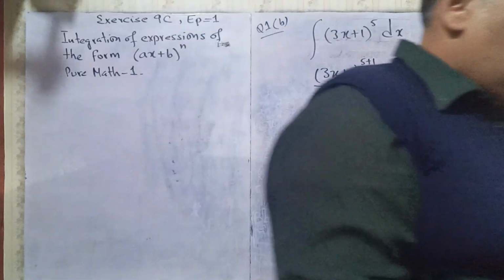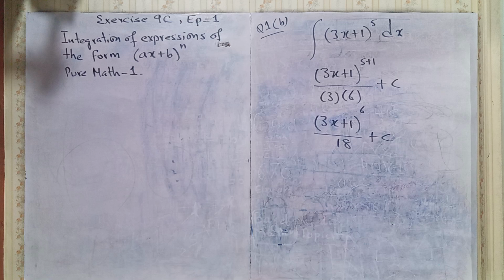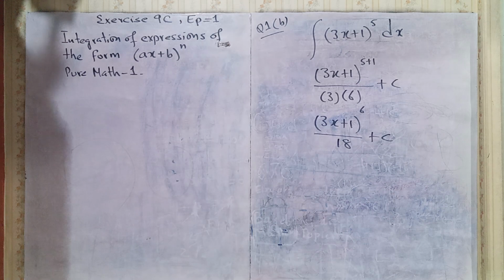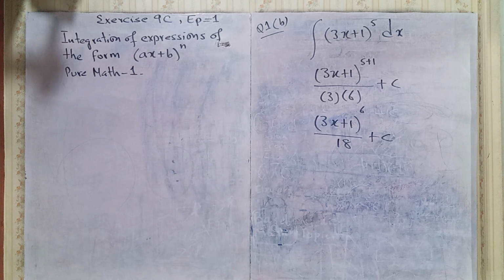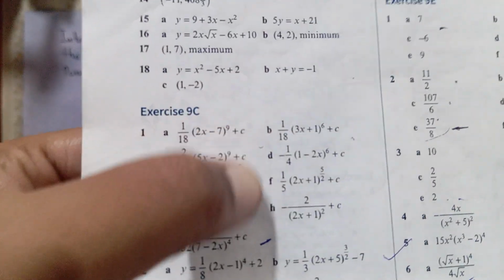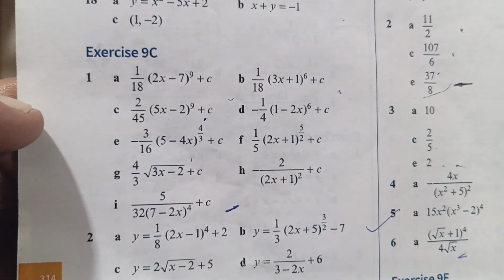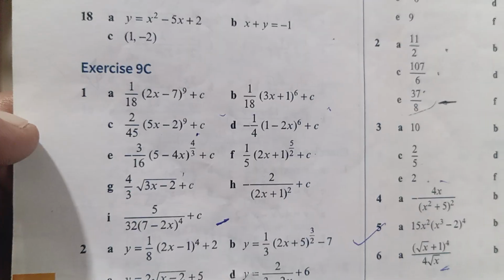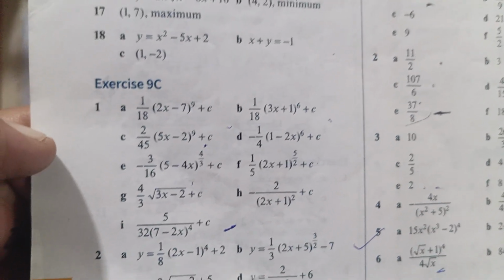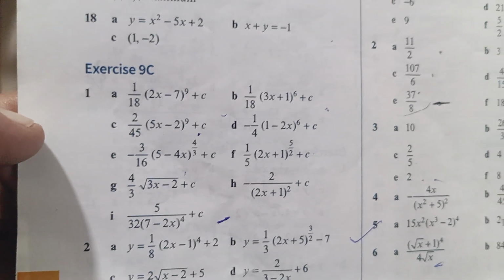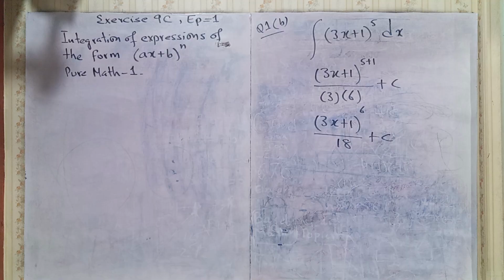So this is how you will do question number 1 and its b part. Let me show you. Exercise 9C, question number 1 b part: 1 by 18 bracket 3x plus 1 whole raised to power 6 plus c. So this is how you will do question number 1 and its b part.